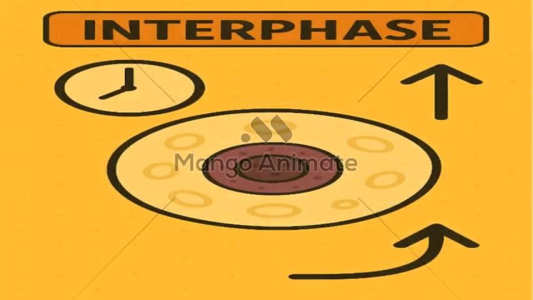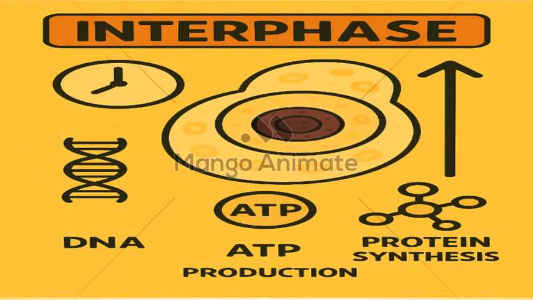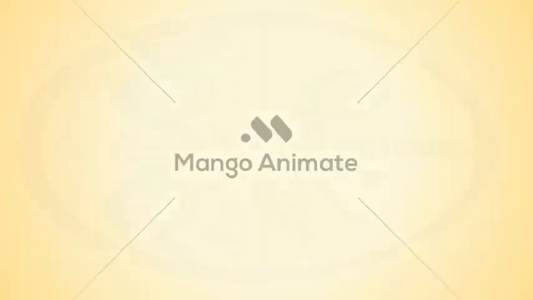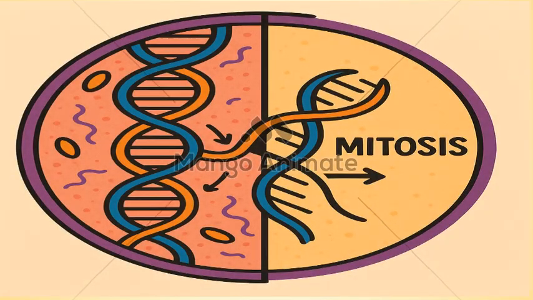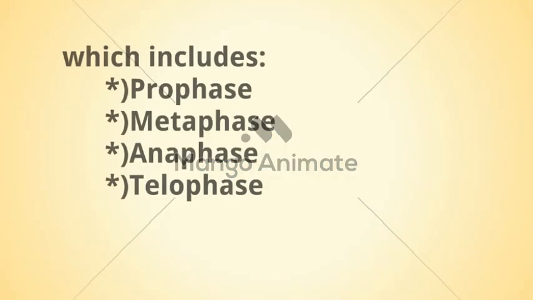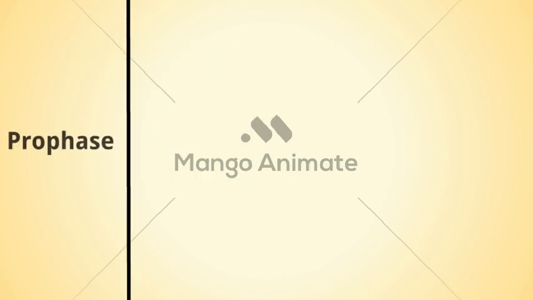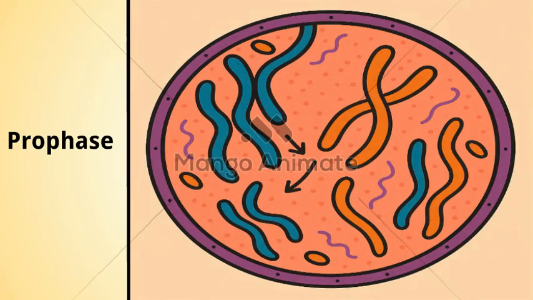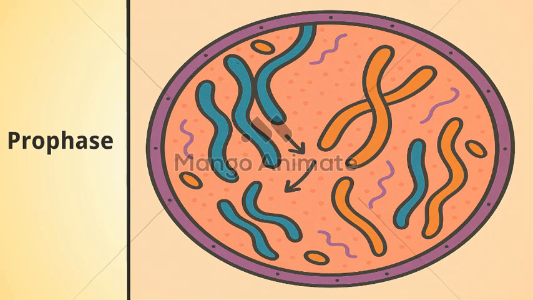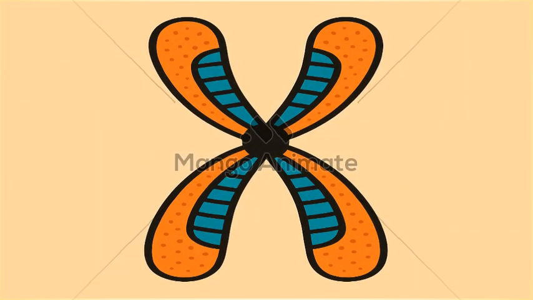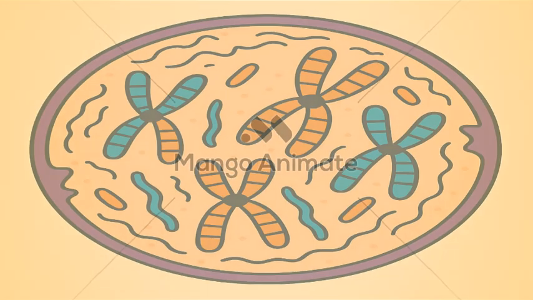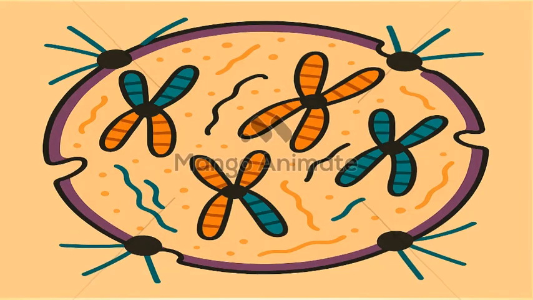Before mitosis begins, the cell undergoes interphase, a preparatory stage where it grows, carries out normal functions, and duplicates its DNA. Once ready, the cell enters the mitotic phase, which includes prophase, metaphase, anaphase, telophase. Prophase. The chromosomes condense and become visible under a microscope. Each chromosome is made of two sister chromatids joined at the centromere. The nuclear envelope starts to dissolve, and spindle fibers begin to form from the centrosomes.